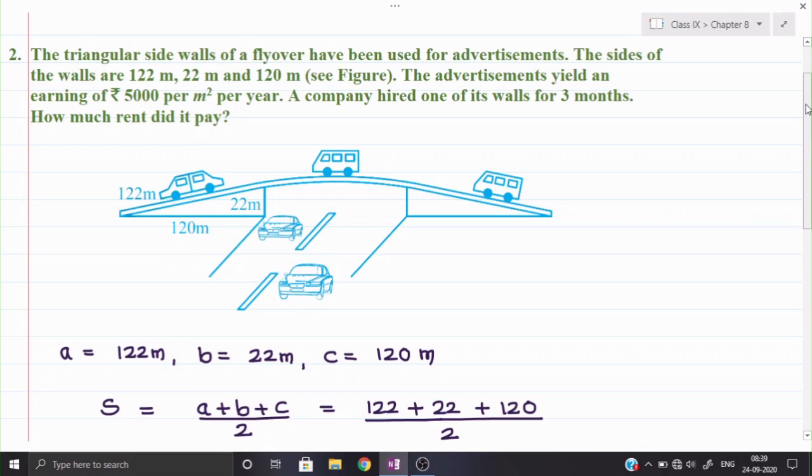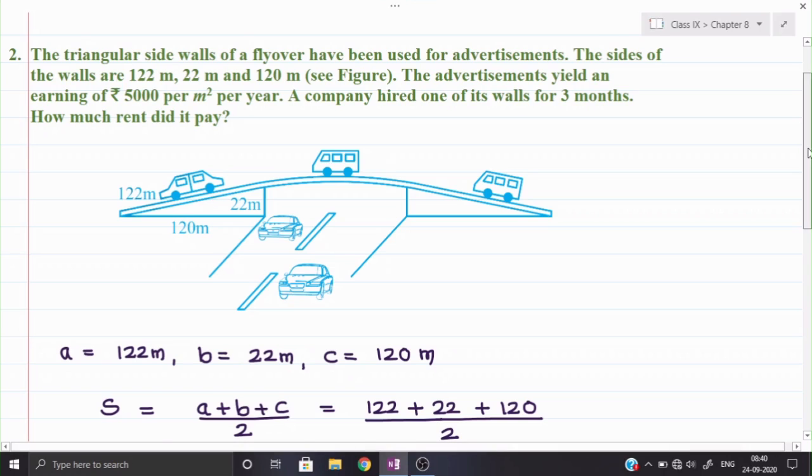1 meter square costs 5000, so for 2 meter square you multiply 2 by 5000. That will be 10,000 rupees. So whatever the area is, we multiply it by 5,000 and we get the total cost for a year. But we need to find this cost only for 3 months. So first we shall find the cost for 12 months, the whole year, and then find the cost for only 3 months. Okay, so let us see.